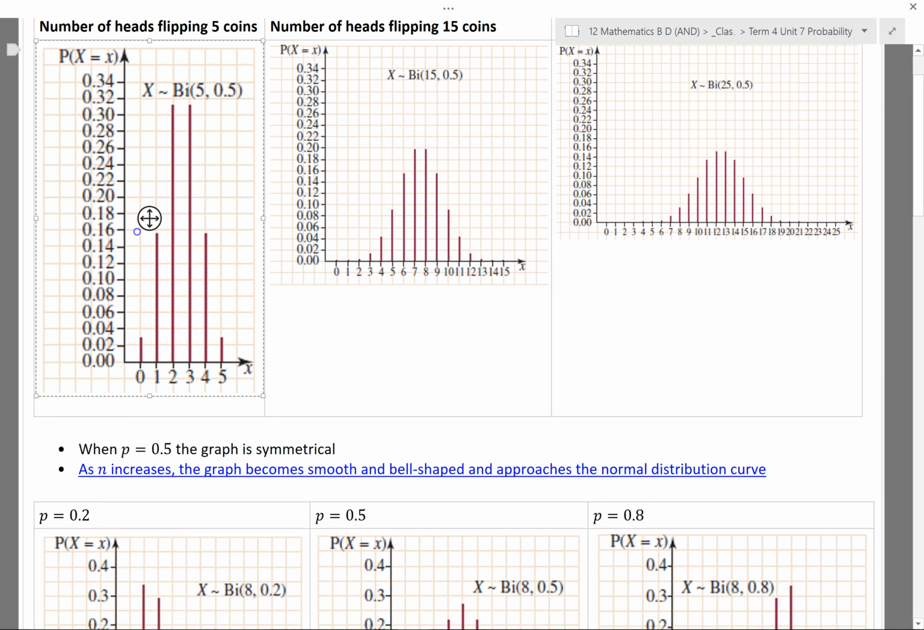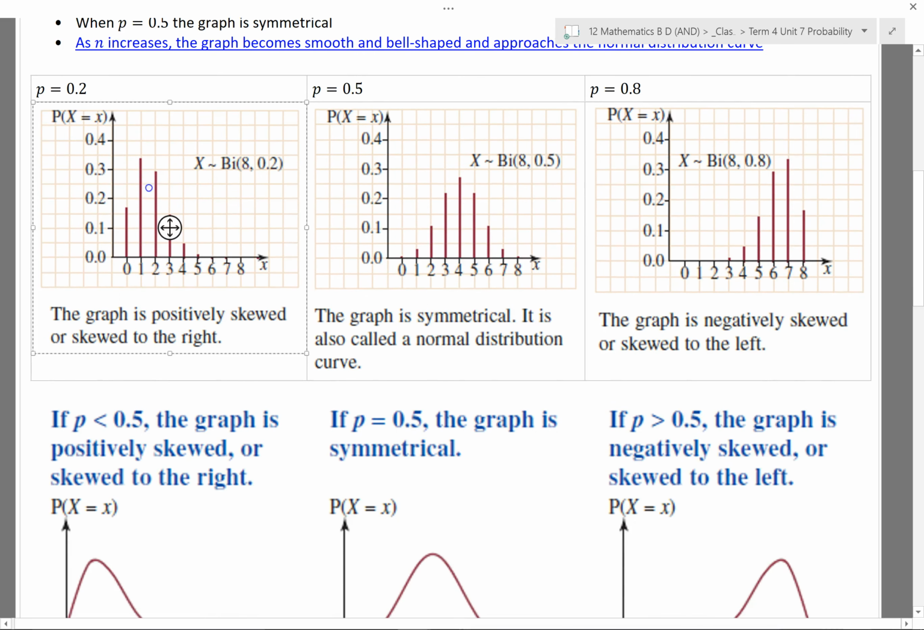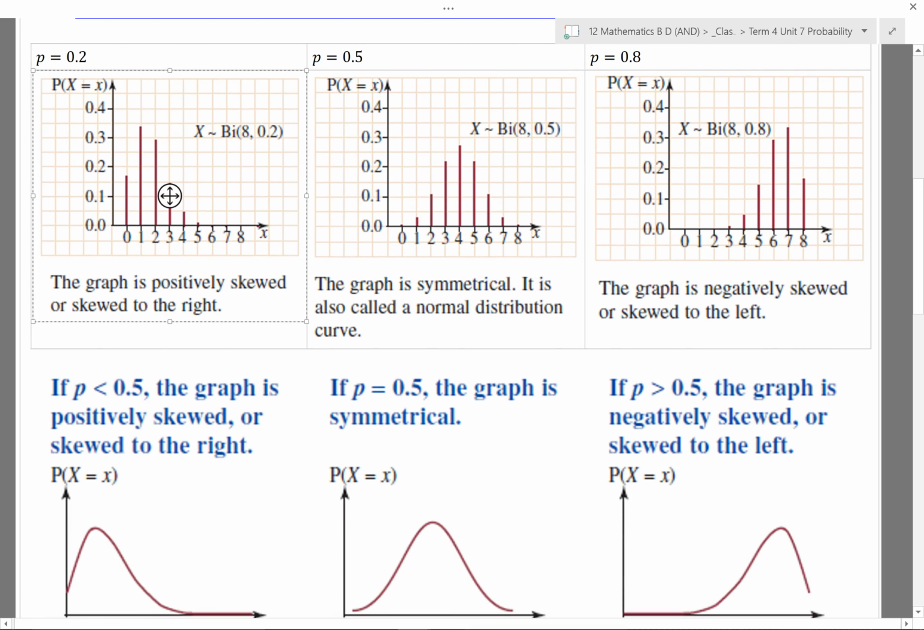Okay, so symmetrical when the probability of success is 0.5. If the probability of success is not 0.5, then we start to get a bit of skewing. Okay, so with 8 trials, if the probability of flipping a head was actually 0.2, if we had the coin weighted in some way, we would see that it's more likely to be around the lower end, okay, and less likely for us to get, say, 4 or 5 heads. I would say this is positively skewed.